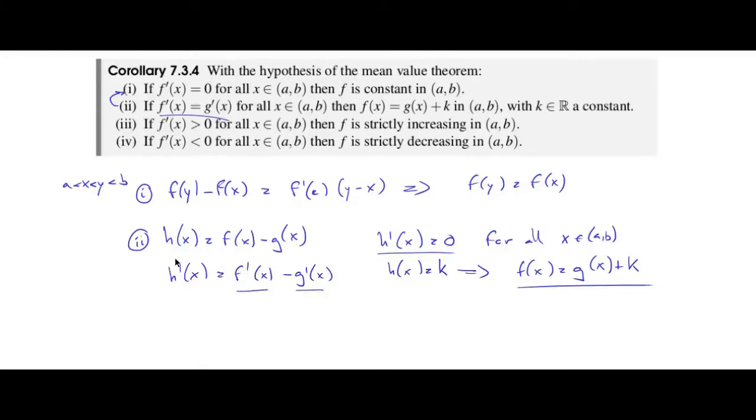Now, for the third part, if the derivative is positive in all the interval, then f is strictly increasing. Again, applying this, f(y) minus f(x) equals f prime times (y minus x). If f prime is positive, this is greater than 0, so that means that f at y is greater than f at x, so f is strictly increasing. And the same applies for the negative derivative. If the function has a negative derivative in an interval, it is strictly decreasing.